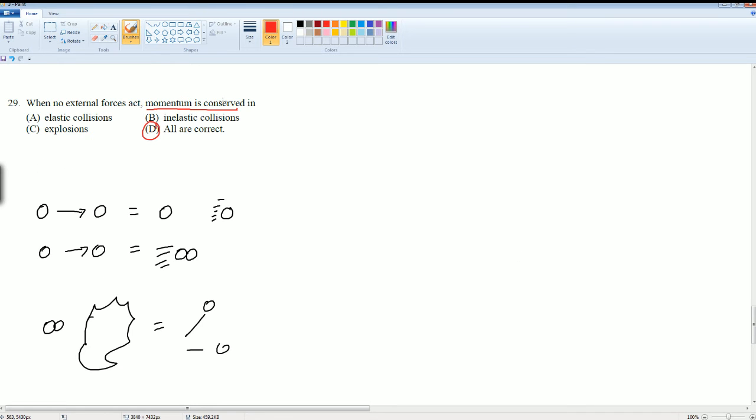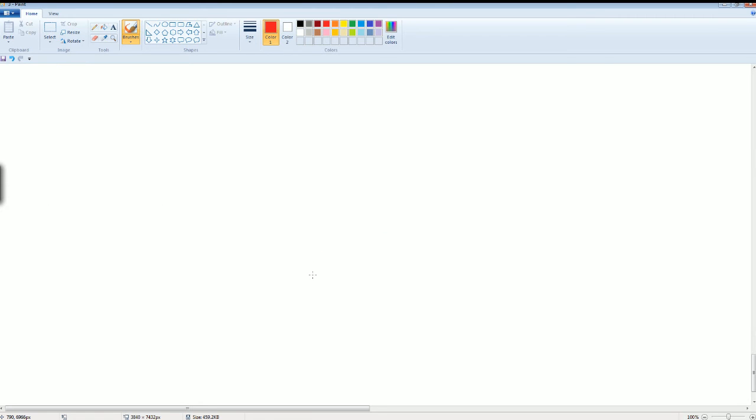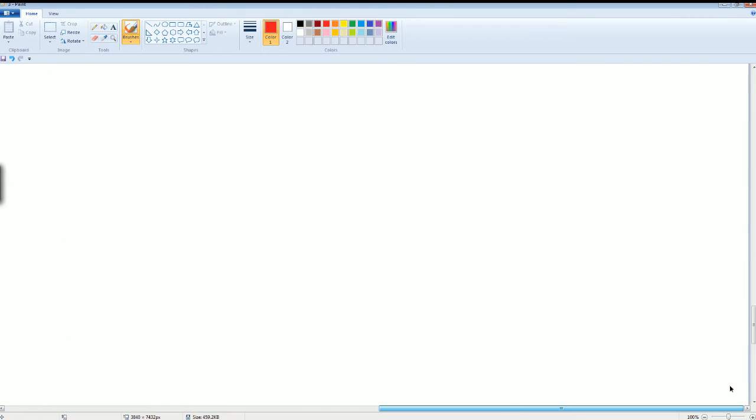Here, let me label it for you if you want to see it. This is an inelastic collision. This is an inelastic collision. And the fact that a mass breaks is considered an explosion. Right? Okay, let's take, I think 30 is up here.